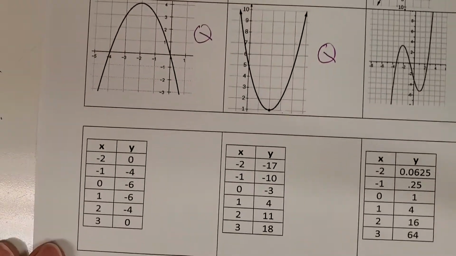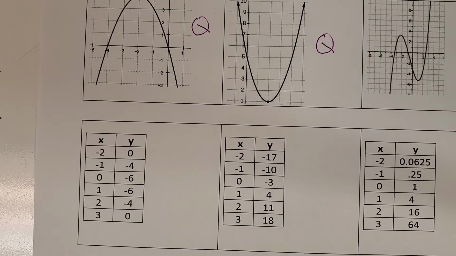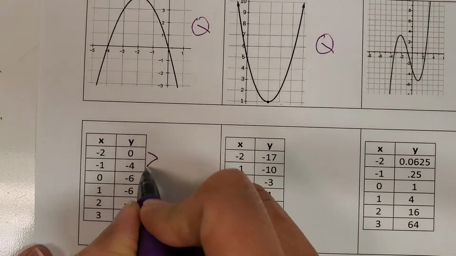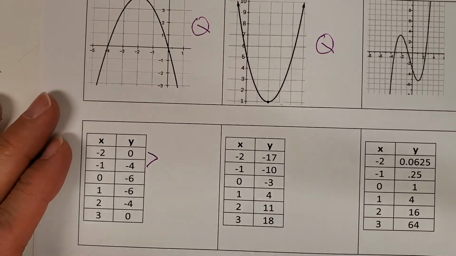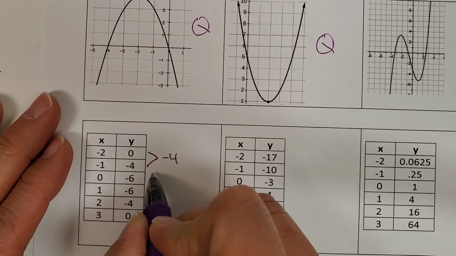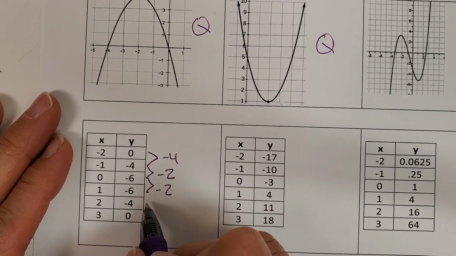All right, next are the tables. Another good time to press pause and see if you can figure out what's happening. We're going to look here. Remember that if we add the same thing or subtract the same thing, it's linear. If we multiply or divide by the same thing to find the next y, it's exponential. And if the second difference is the same, or we recognize that quadratic pattern, then we are going to know it's quadratic. So this is -4, -2, -2.